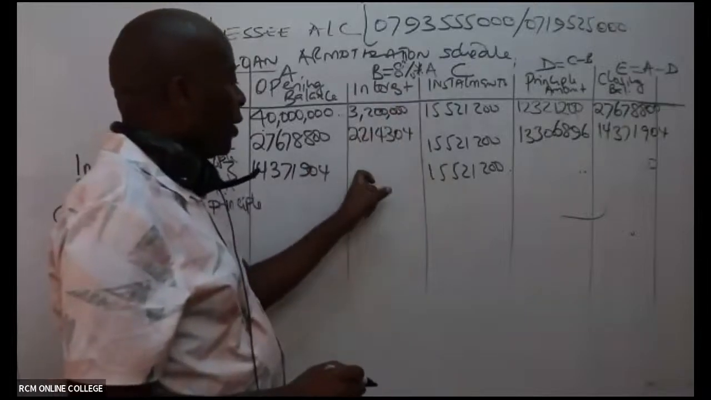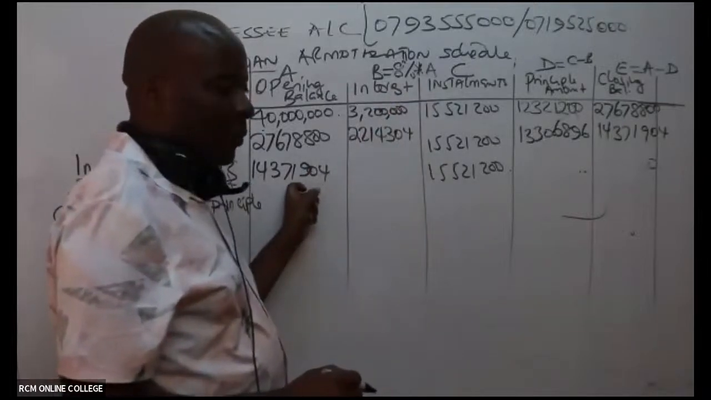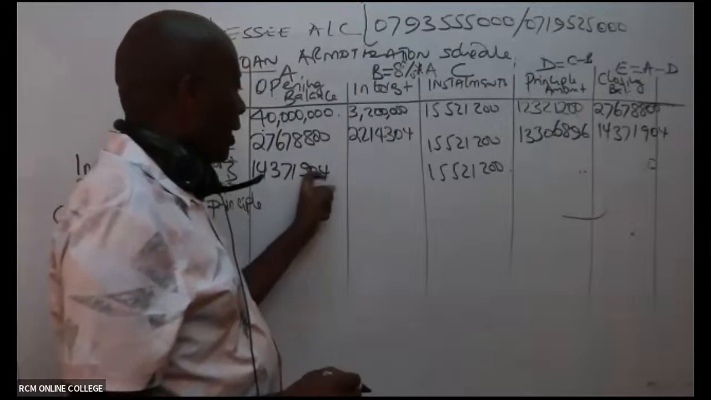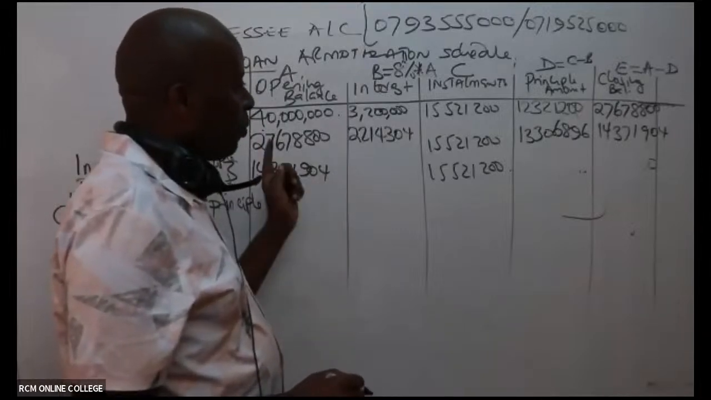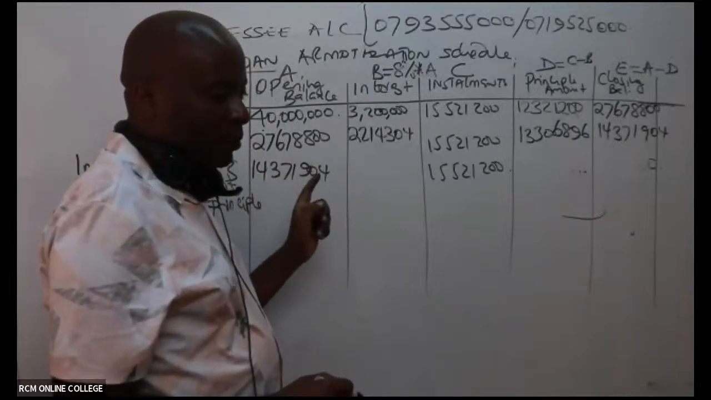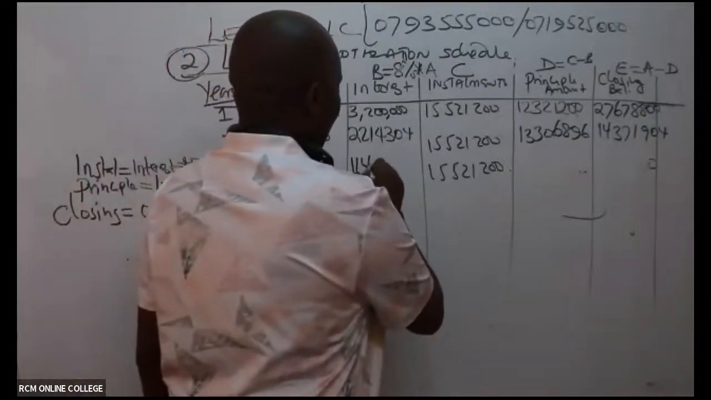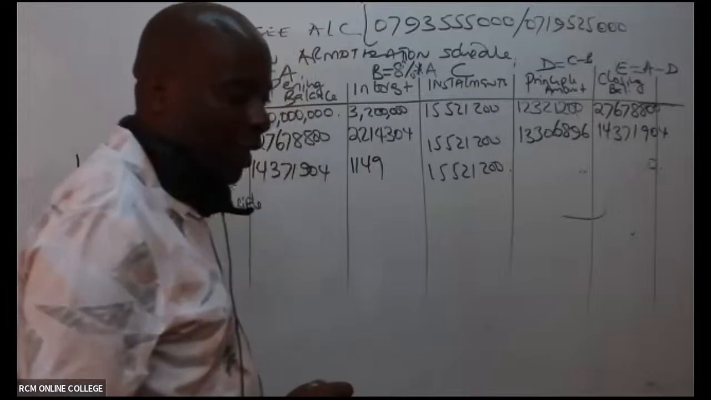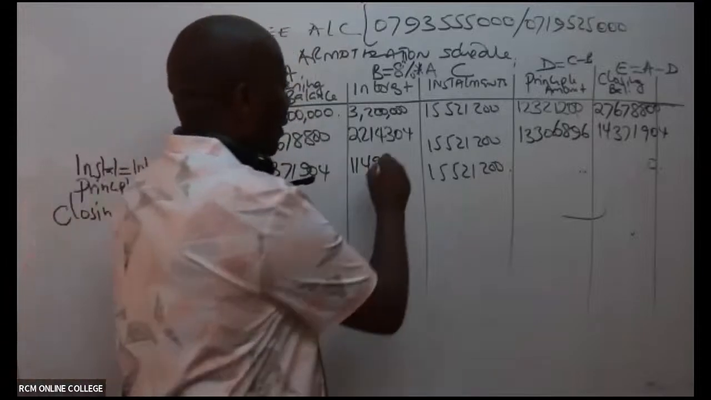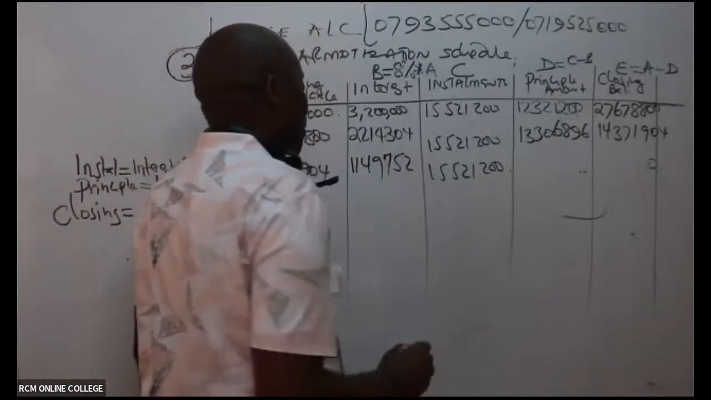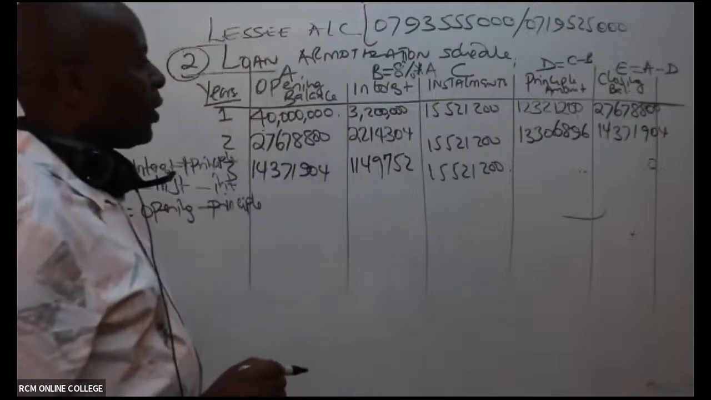8% of the opening balance. Is there somebody who could be having a figure there? What do we have there? 8% of the 1149. So we have here 1149, 752.